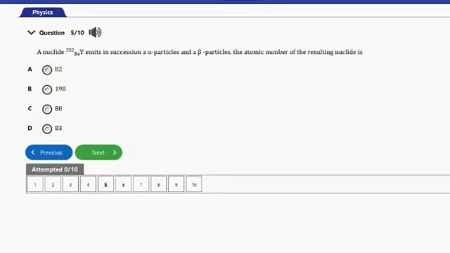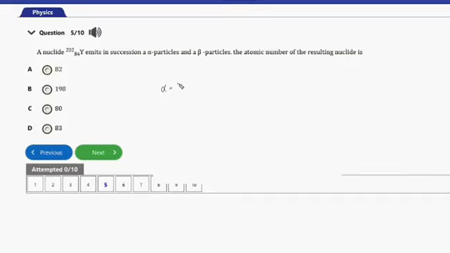So the next question we have here is question number 5. It says, a nuclide 202 84 Y emits in succession alpha particles and beta particles. The atomic number of the resulting nuclide is. Alright, so guys, if this emits an alpha particle, actually an alpha particle is the same as a helium atom.